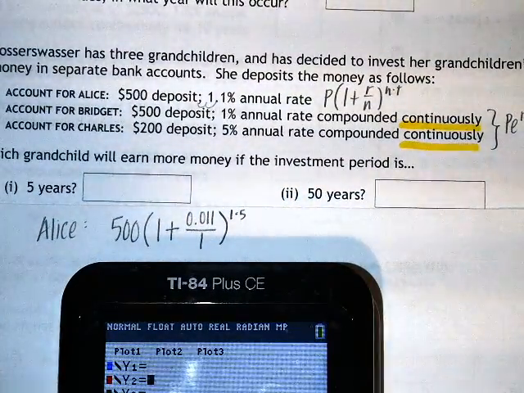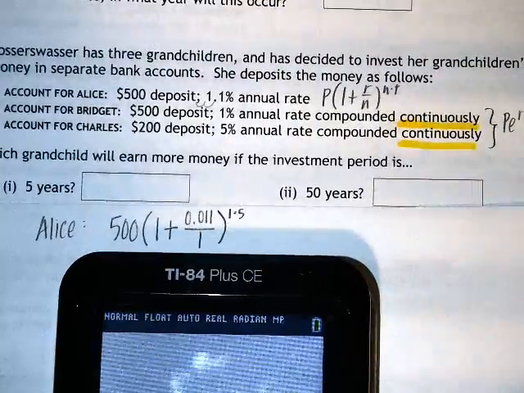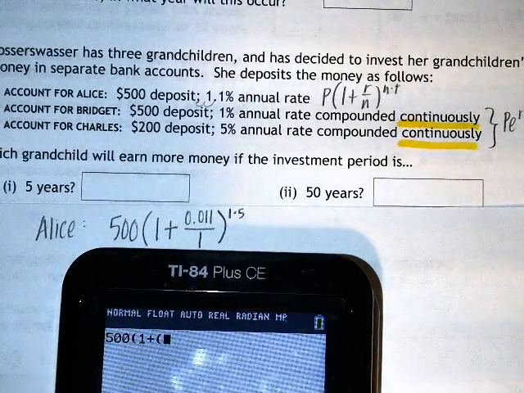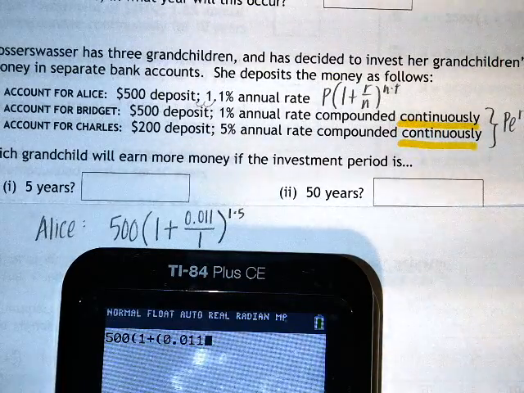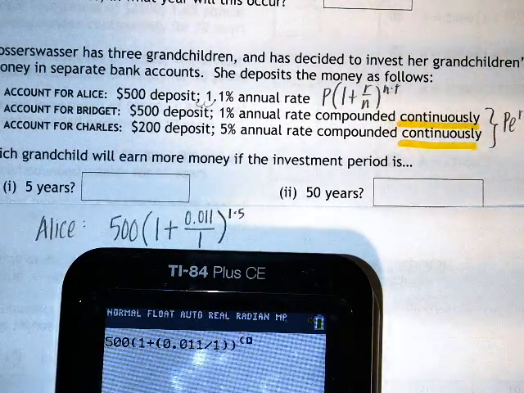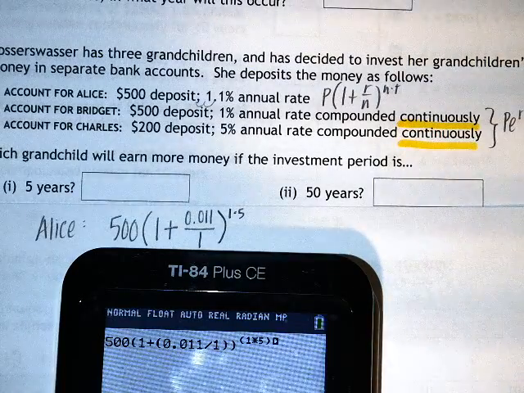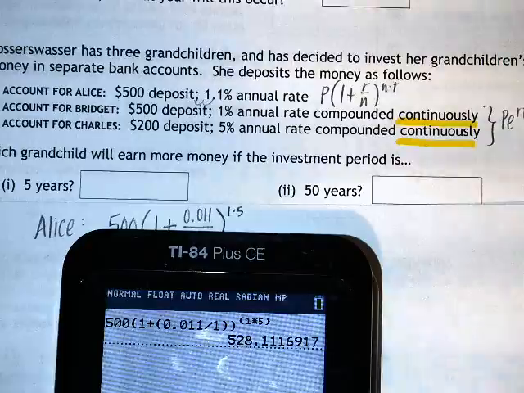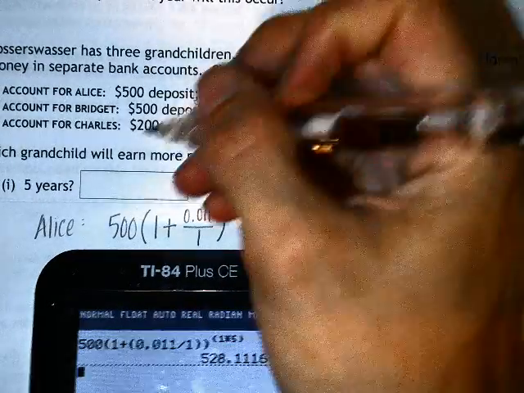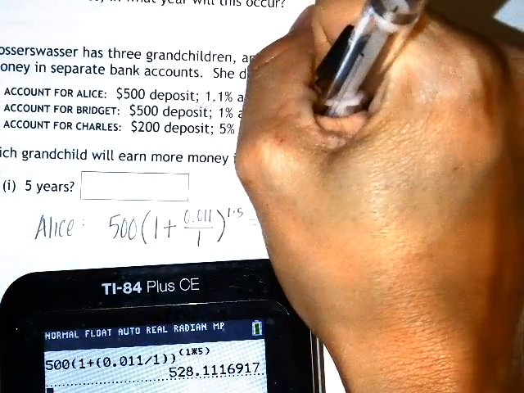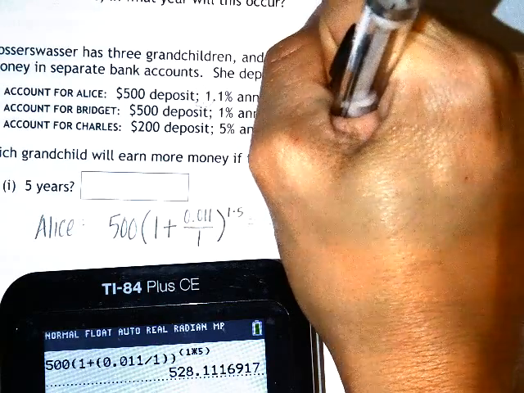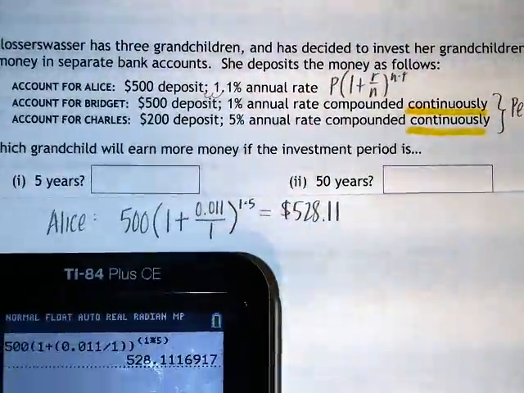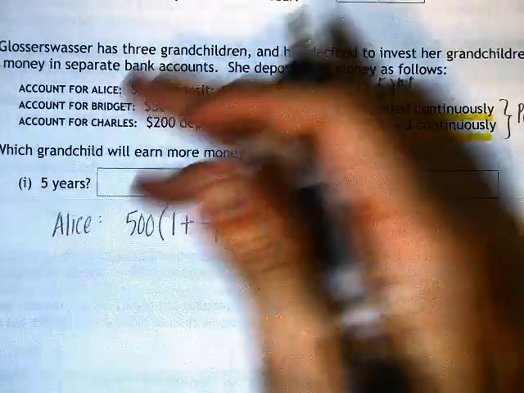You can definitely use some mental math if you want to, just so you can save yourself some keystrokes. Otherwise, you can type it exactly as you see it, 1 plus parentheses 0.011 divided by 1 to the power of 1 times 5. Again, you can type it as you see it, or you can do mental math to clean this up a little bit before you type. That's your choice. But it looks like Alice is going to earn $528.11. So pretty good. Let's compare to the other 2 grandchildren, see if her deal ends up being the best.